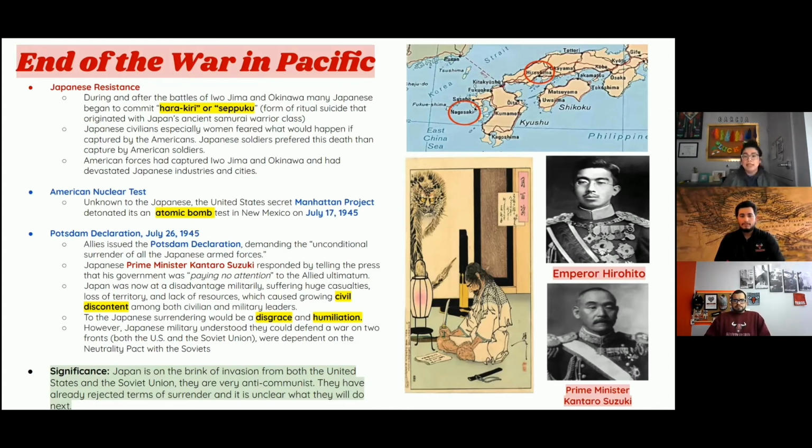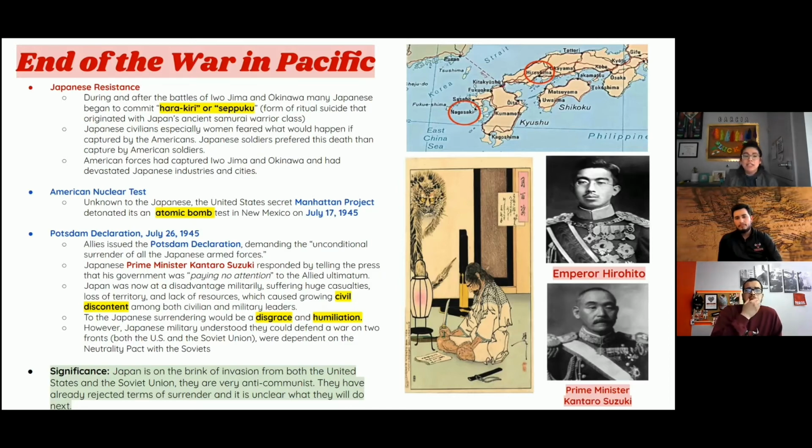However, the Japanese military understood that they could not defend a war on two fronts, both against the United States and the Soviet Union. They were dependent upon the idea of the neutrality pact with the Soviet Union. So although Japan really did not want to surrender and they were not accepting any surrender terms, the government and the military knew that they essentially had lost the war and didn't have anywhere to progress. They were really depending and waiting for Soviet action to decide what their next step would be.